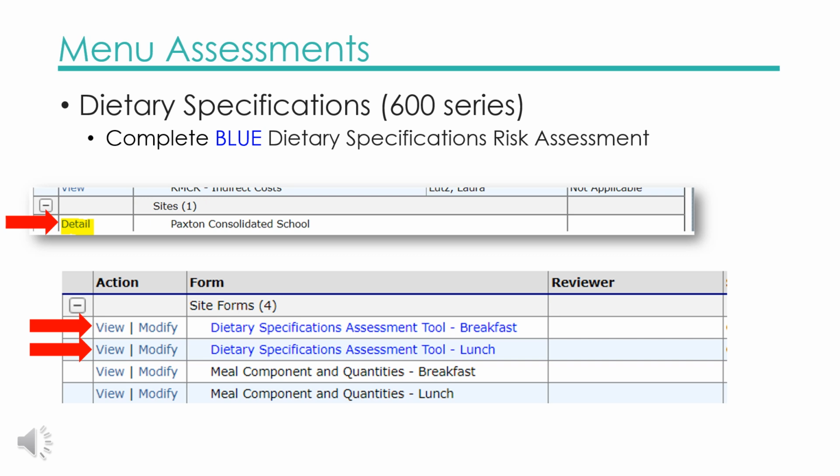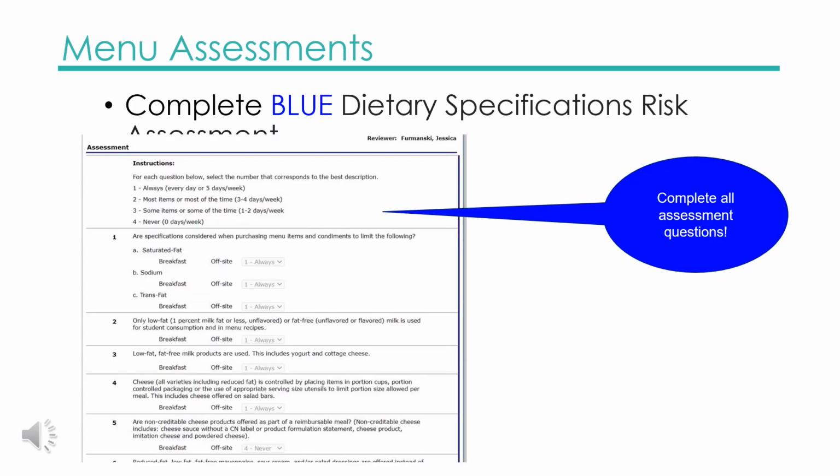Next, scroll down on the off-site list to find your site, pictured here. Select Detail, and then your dietary specification assessment tool will populate for the meal services you provide. Here you see an assessment tool for breakfast and lunch. Here's the example of those questions I shared that you will complete.